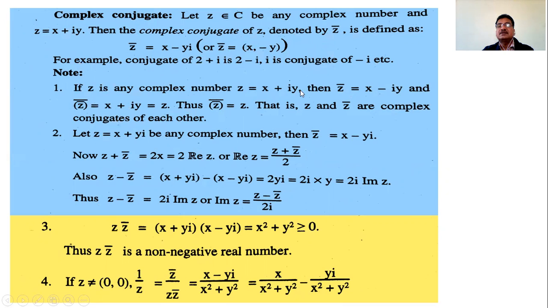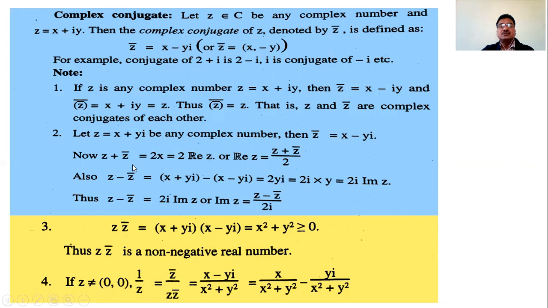z is x plus iy, then z bar is x minus iy. If we find the conjugate of z bar, it is equal to z. That is, if you find the conjugate of this number x minus iy, it becomes x plus iy, that is, the conjugate of z bar is z. Therefore z and z bar are conjugates of each other. That is, if 2 plus i, then its conjugate is 2 minus i, and if the number is 2 minus i, then its conjugate is 2 plus i.